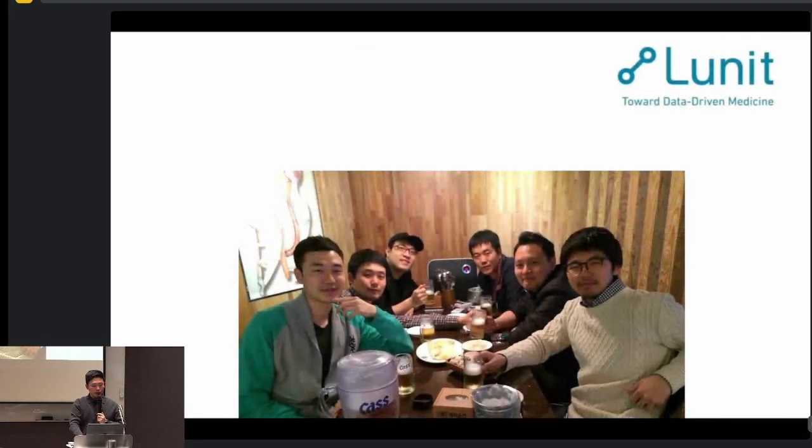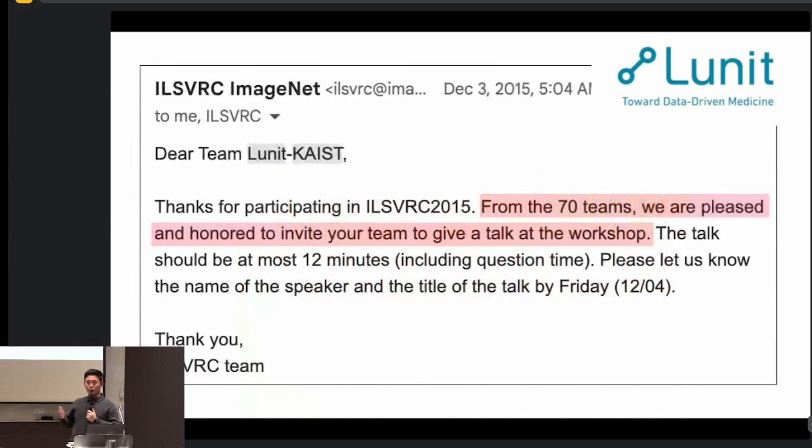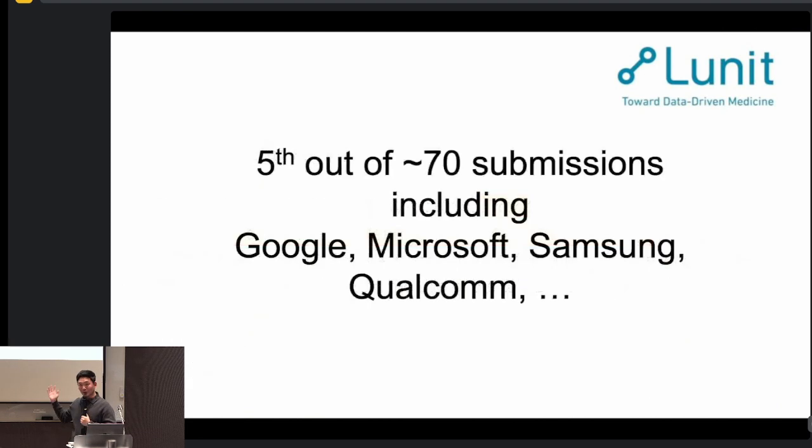And Lunit decided to join the challenge again, 2015. After submitting our result, we got this email. It was a very nice email. So, dear Team Lunit guys, at the time the number of participants was 70 teams, and the organizers told me we were invited to the challenge workshop. So we thought, oh, we may be within 1, 2, or 3. It was a very nice email at the time, but finally we were 5th place.